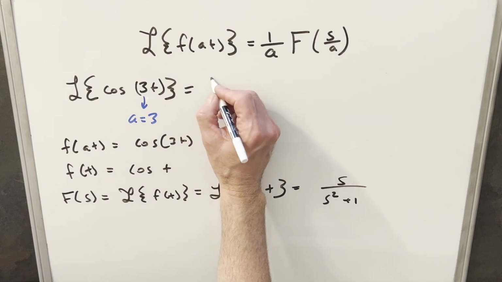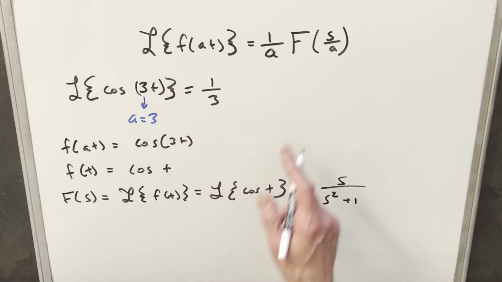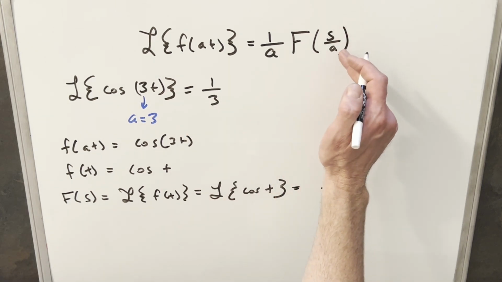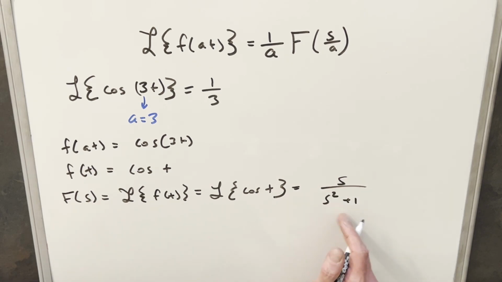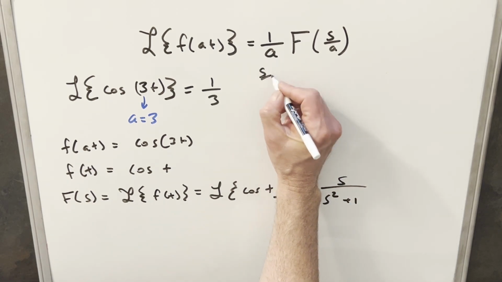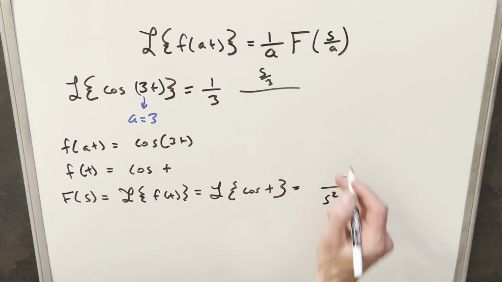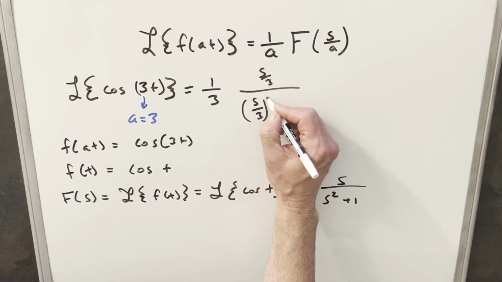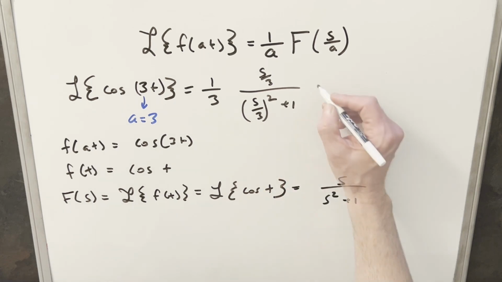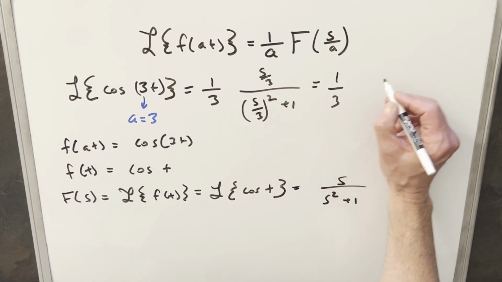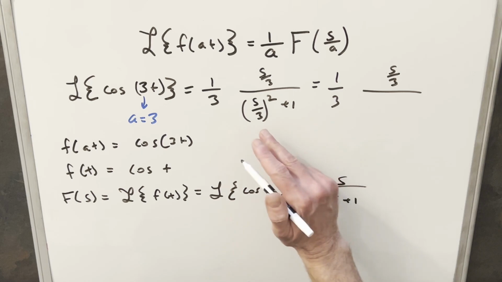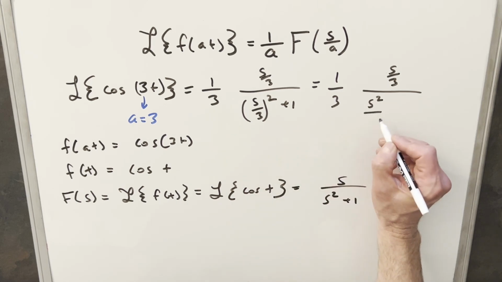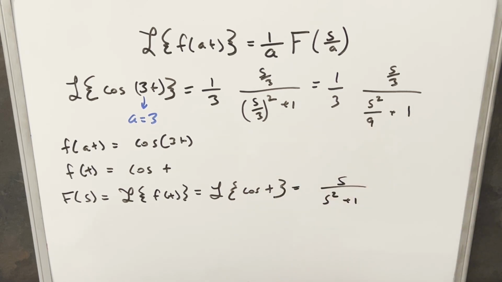So plugging in for a, we're going to have 1/3. And now for this piece, we just need to plug in s over a as our input into this function here. So what we're going to have is s over 3 in the numerator. And then here for s squared, it's going to be s over 3, inputting that, squaring it, plus 1. Then let's just simplify this a little bit. Multiplying this out, this is going to be s squared over 9 plus 1.